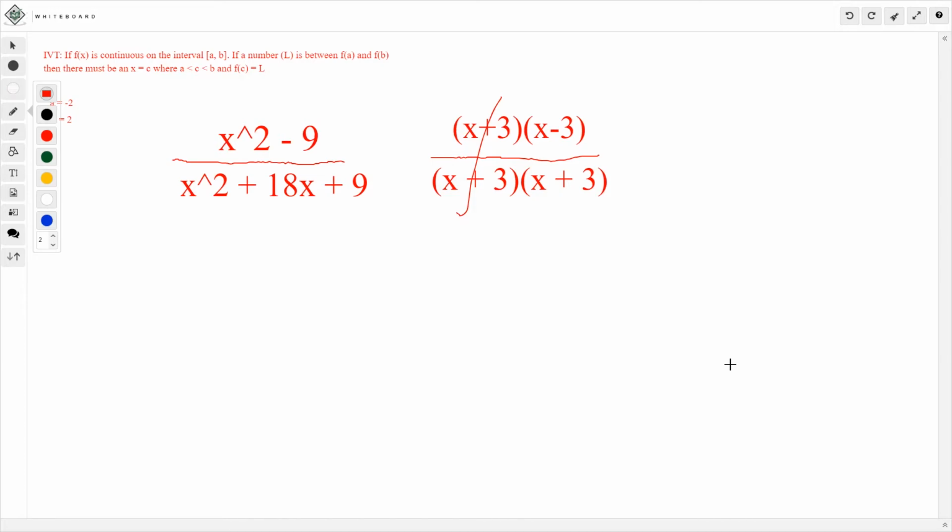However, the IVT does still apply because -3 is not on our interval from -2 to +2. So every single value in our interval still has a corresponding y value, and the IVT still does apply.